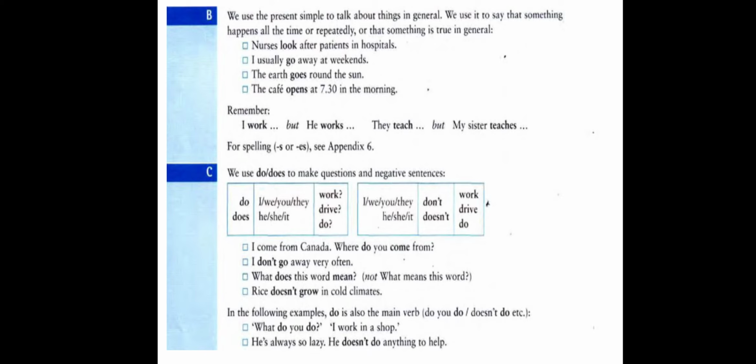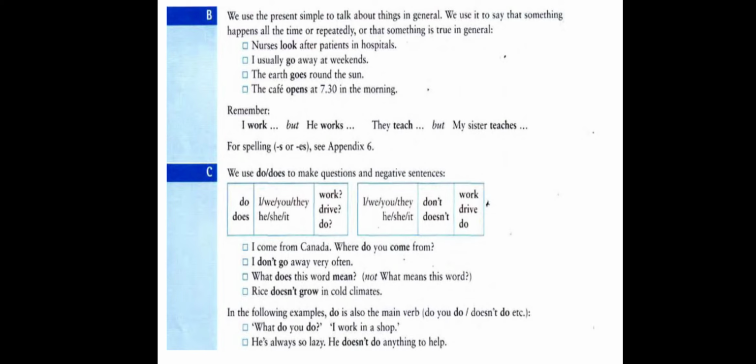We use do, does to make questions and negative sentences. Here, in the case of the present simple, we have a main verb. In the case of the present continuous, we have a linking verb, am, is, are. So in the present continuous, we move the linking verb forward to form a yes or no question. But in the present simple, we don't have am, is, are, the verb to be.